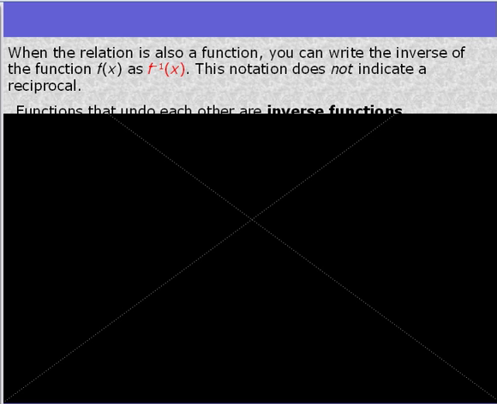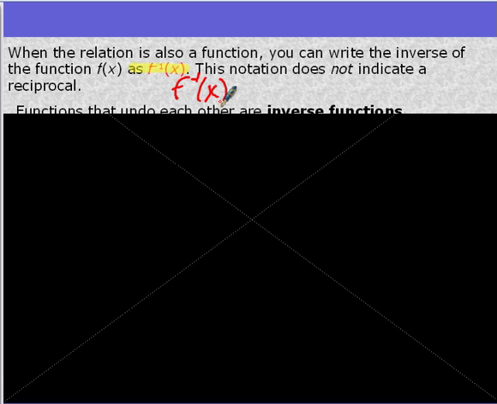Okay, when a relation is also a function, so remember, not all relations are functions. We know it's a function if, when you graph it, it passes the vertical line test. So if it is a function, you can write the inverse function, and the notation for inverse function is f with a little superscript -1 of x. So it doesn't indicate the reciprocal like we have for exponents. x to the -1 power is 1 over x. This actually means the inverse, not the reciprocal.